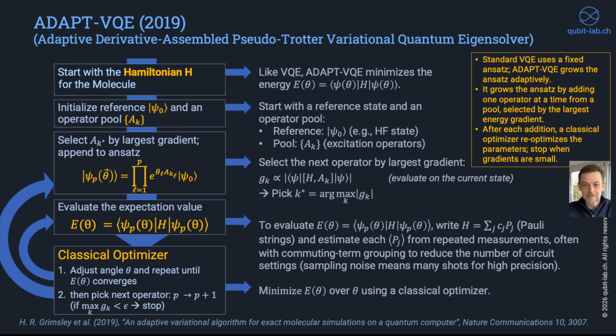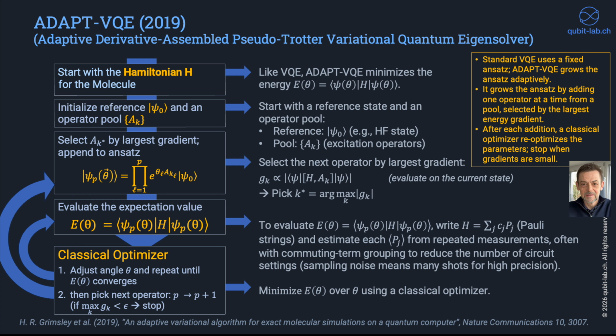Which operator, if added next, would decrease the energy the most? To answer that, we estimate a gradient signal for each candidate operator on the current state, pick the one with the largest magnitude, append it to the ansatz, and re-optimize all parameters with the classical optimizer. So the loop becomes: measure gradients to choose the next operator, grow the circuit by one layer, re-optimize the parameters, and stop when all gradients are small, meaning there is no operator left that can significantly improve the energy.